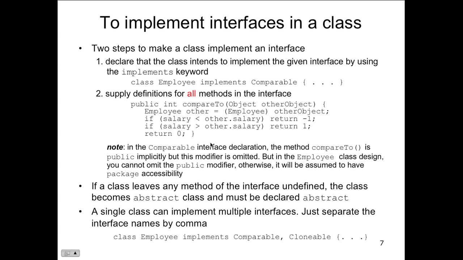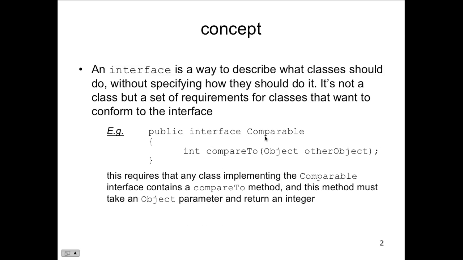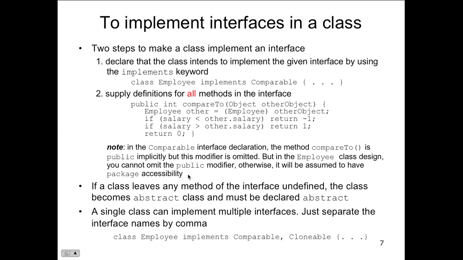This is back here actually. compareTo, this is the interface we're using in an Employee class. It's nothing here, it just says integer. It doesn't say public, it doesn't say abstract next to it. So in the implementation of the Employee class design, you cannot omit the public modifier. So we have public integer compareTo. This is where this public is coming from.